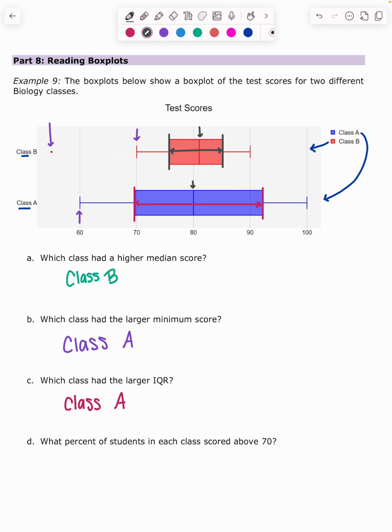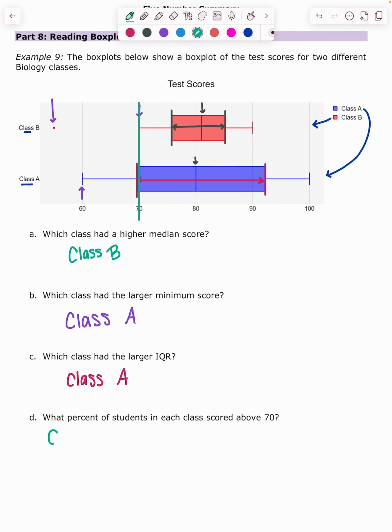And then what percent of students in each class scored above a 70? So a 70 is this line here. On class A, that is falling at roughly Q1, which would mean the percent above that, so that's everything to the right, would be 75% of the students.